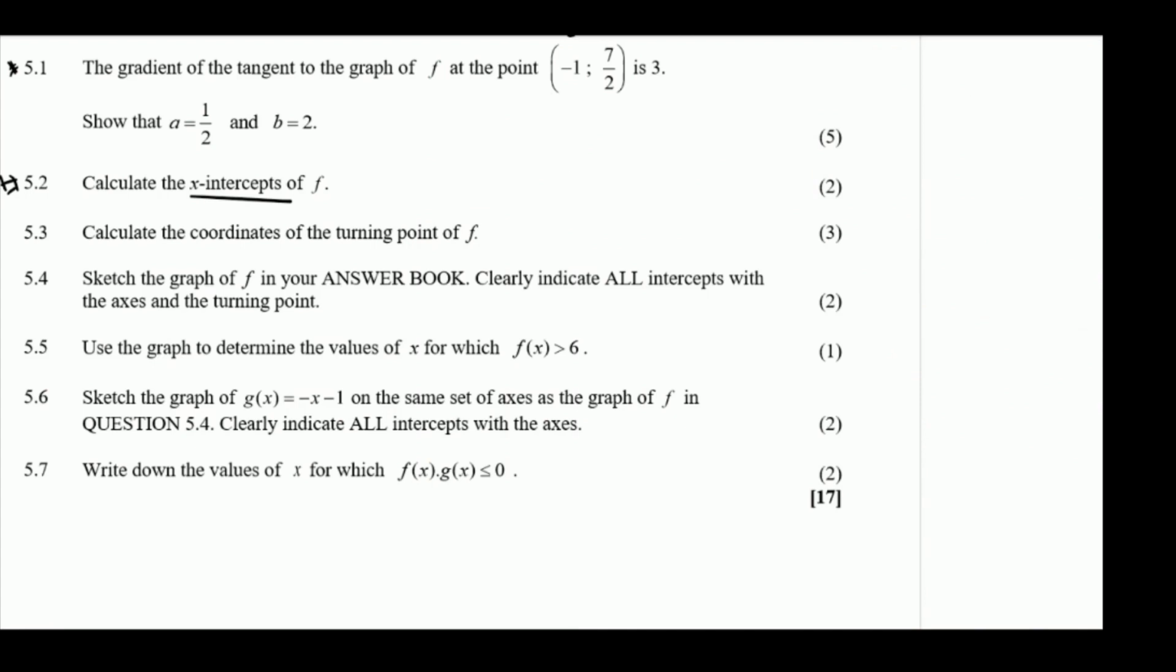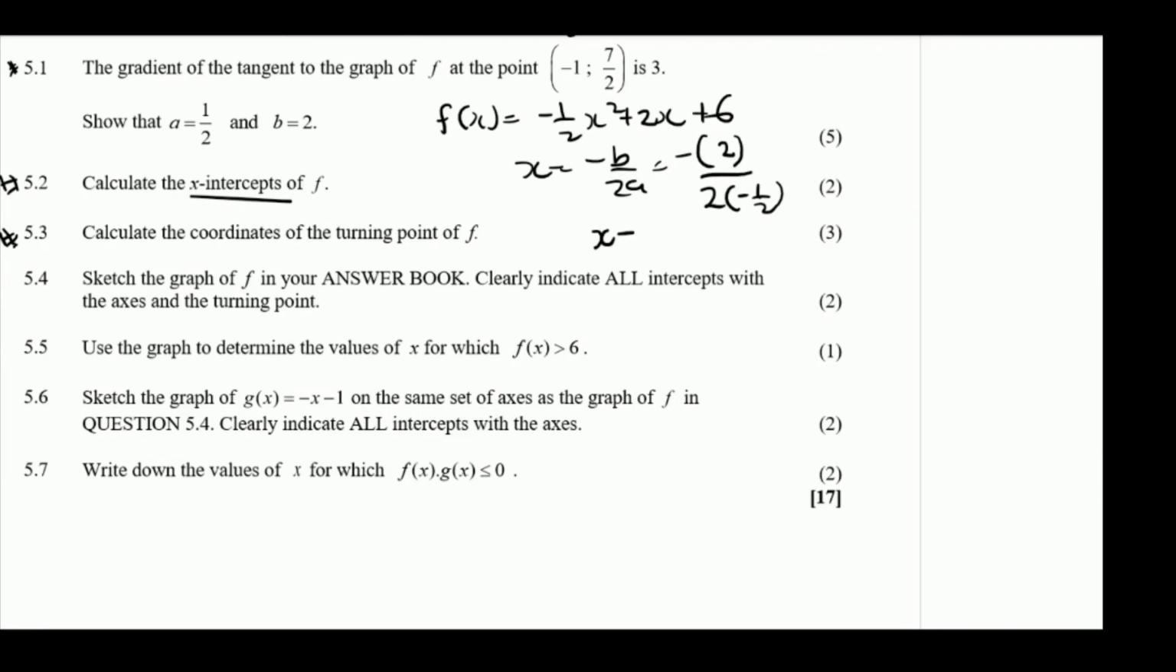So now we want 5.3. Calculate the coordinates of the turning point of f. So now we know f is equal to minus half x squared plus 2x plus 6. To find the turning point, we're going to say x is equal to minus b over 2a, where minus our b is 2 over 2, our a is half. So our x value of the turning point is going to be 2.